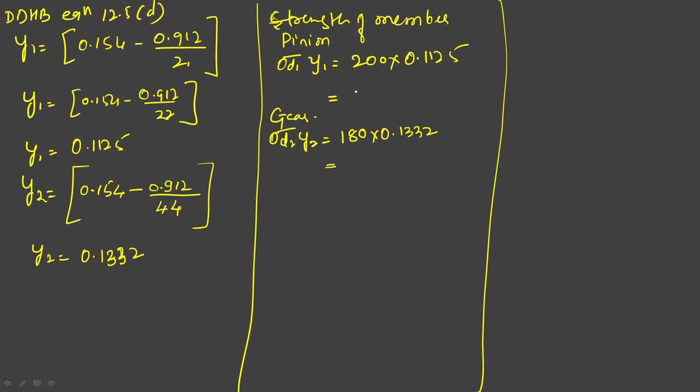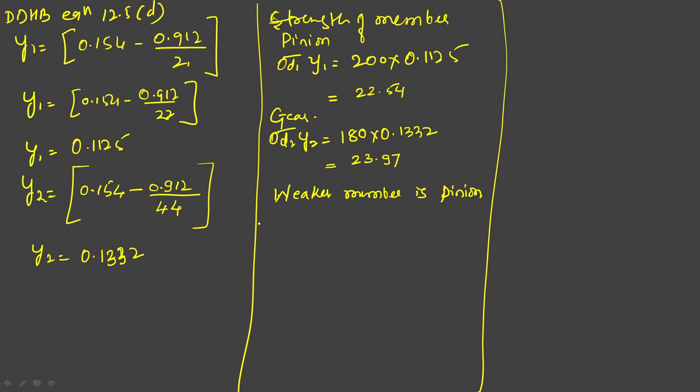Sir, 22.5 for pinion, and this is 23.976. So in this case the weaker member is the pinion. As you need the value of m here, let us go for the solution.